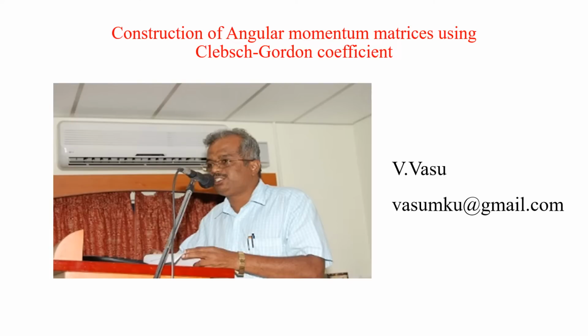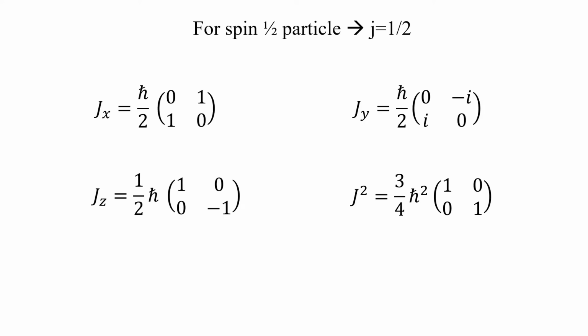In this lecture, we will see in detail the construction of angular momentum matrices using Clebsch-Gordan coefficients. Before going into the detail, we will see the matrices for spin-half particle. This we have seen elaborately in my lecture on Pauli spin matrices, where I derived the Pauli spin matrices also, so I don't want to repeat it here.